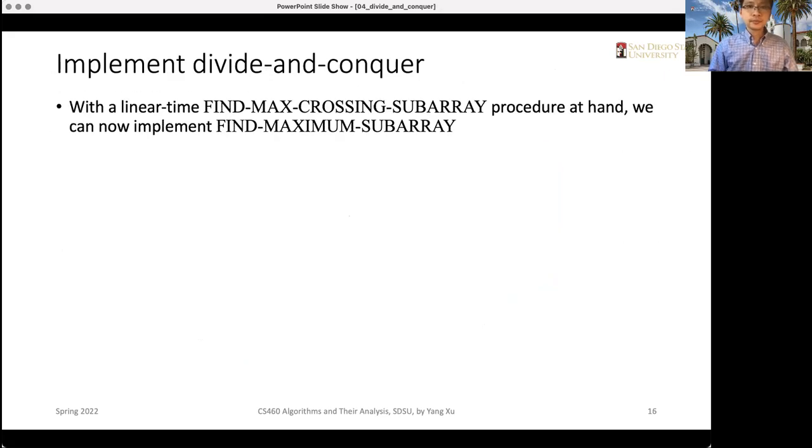All right. So now we have this procedure at hand, right? It solves the third case of the subproblem. We solve the case where the subarray crosses the midpoint. Okay, so now we can use it to implement the final find maximum subarray procedure.